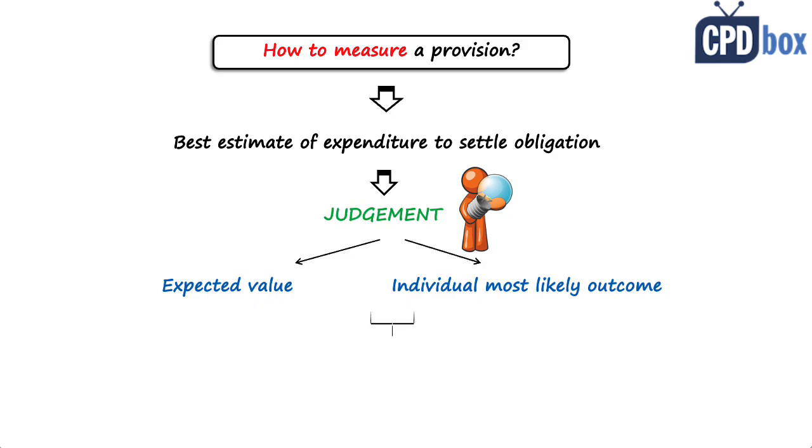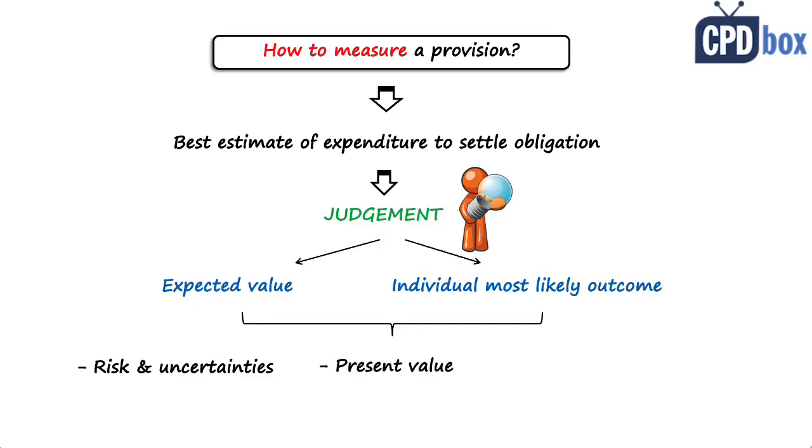So first of all, risks and uncertainties like inflation, for example. Discounting. So if you expect to settle the provision in more than 12 months, you need to set its present value. And then also we must make certain adjustments for future events if they are probable to occur.